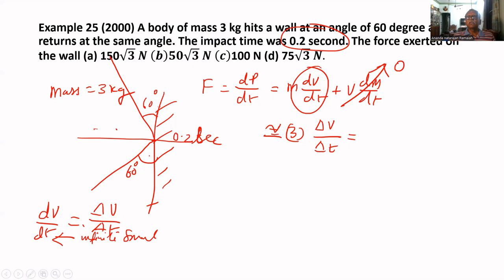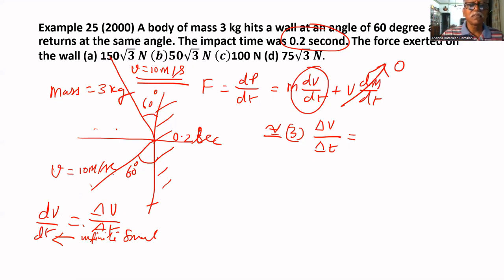A body of mass 3 kg hits a wall at an angle of 60 degrees and returns at the same angle. The diagram is there in the question. There he wrote V equal to 10 meter per second, and that's why I'm worrying. It is in the diagram: 10 meter per second. So change in velocity we have to find.